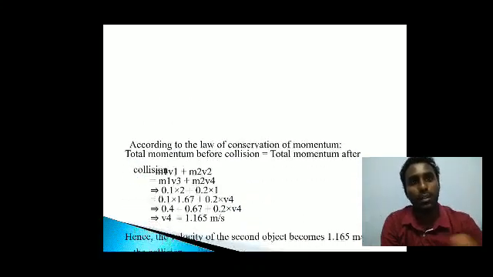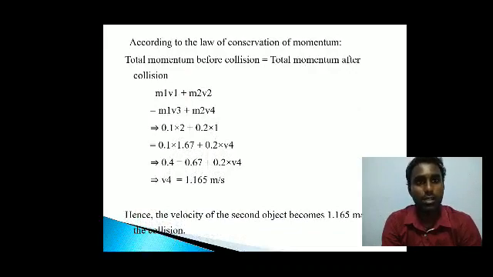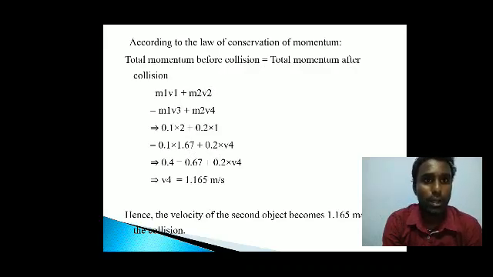Here you know the total momentum before collision and after collision will be constant, equal. So m1 v1 plus m2 v2 is equal to m1 v3 plus m2 v4. Find out what the momentum is before. So 0.1 kilogram into 2 plus 0.2 into 1 is equal to 0.1 into 1.67 plus 0.2 into v4.